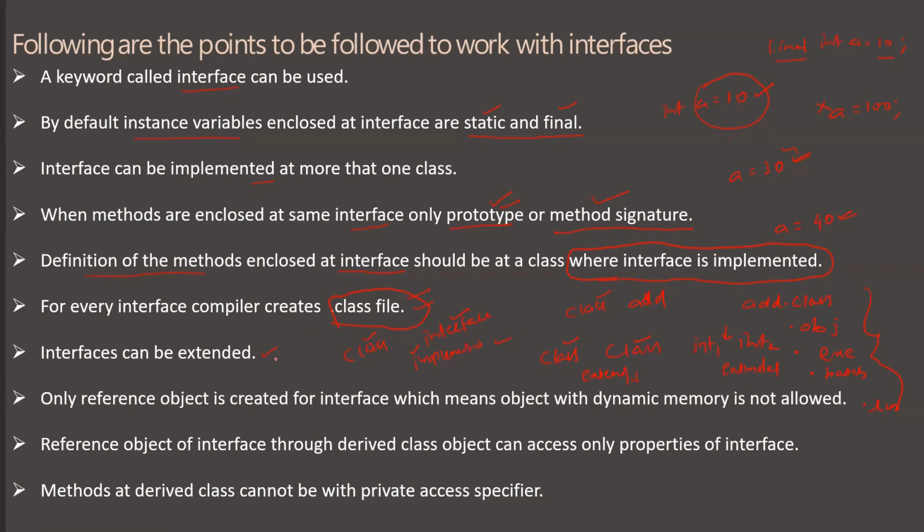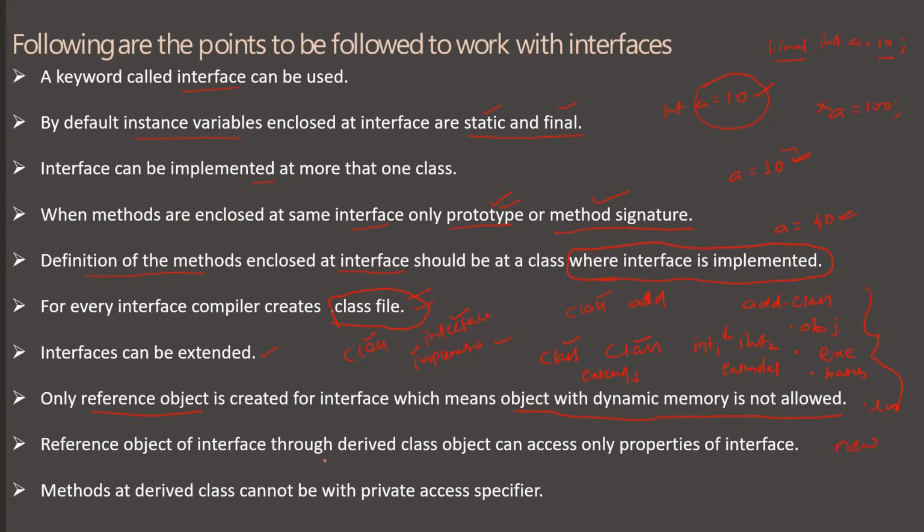Okay. Now, in the same way as we have done with our abstract class, you are going to create only a reference object, right? Which means an object with dynamic memory is not allowed. The same concept. You're not going to create a dynamic memory allocation for the object of your interface. Is that point clear? So you can't use the new keyword for an interface.